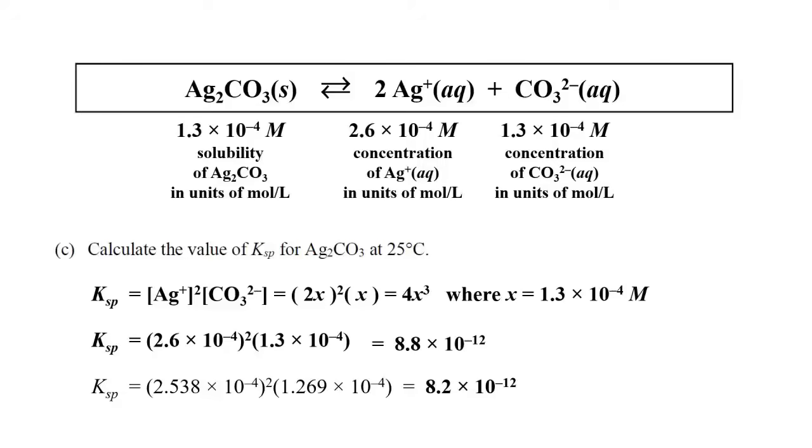It just depends on whether or not you used a rounded answer with two significant figures or a less rounded answer with more precision and more significant figures. But both of those numbers would be acceptable because they do represent that you understand the concept and that 2-to-1 ratio of silver to carbonate, as well as the fact that you have to square the concentration of silver and then multiply by the concentration of carbonate.